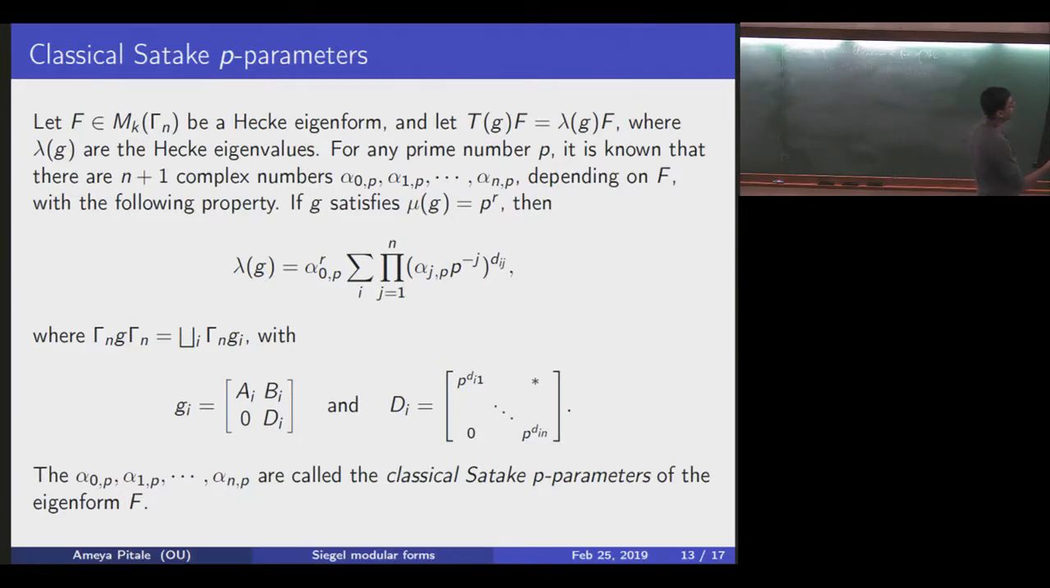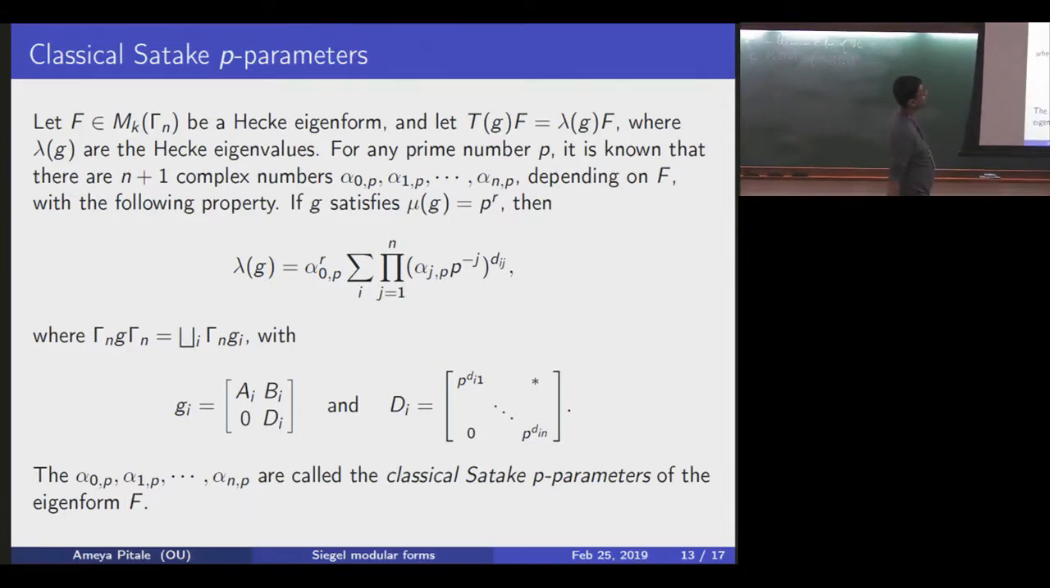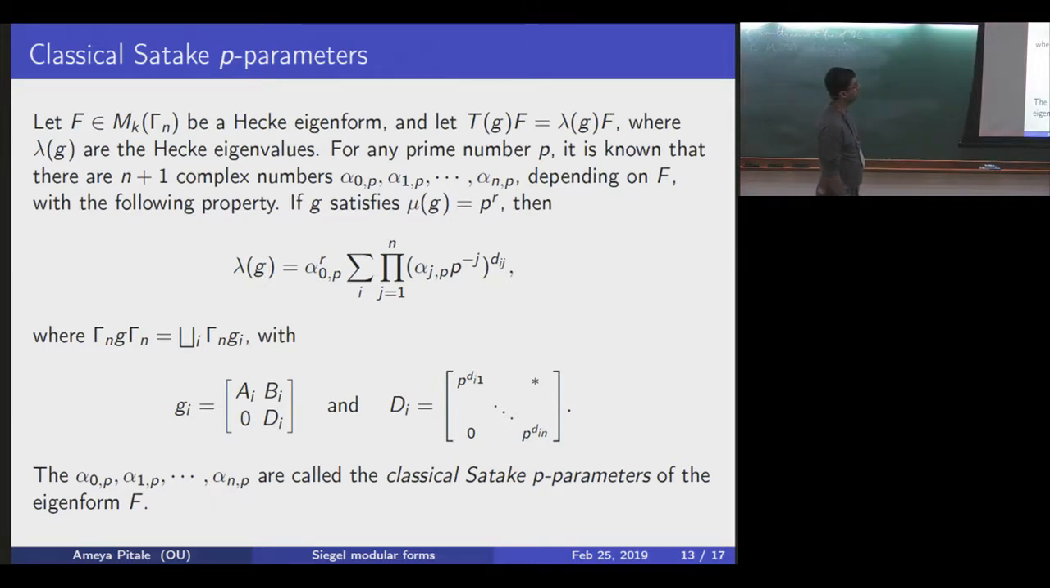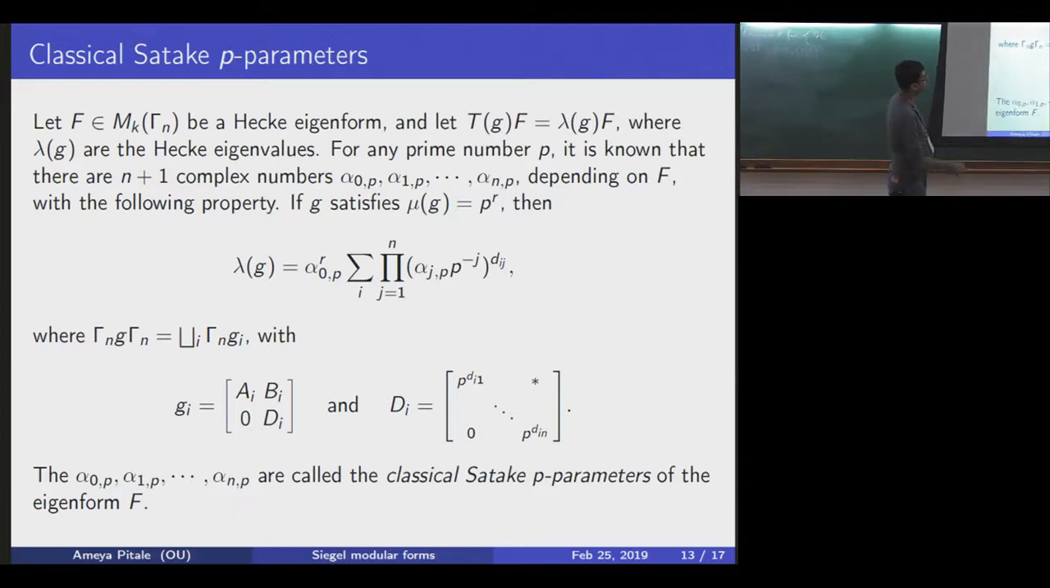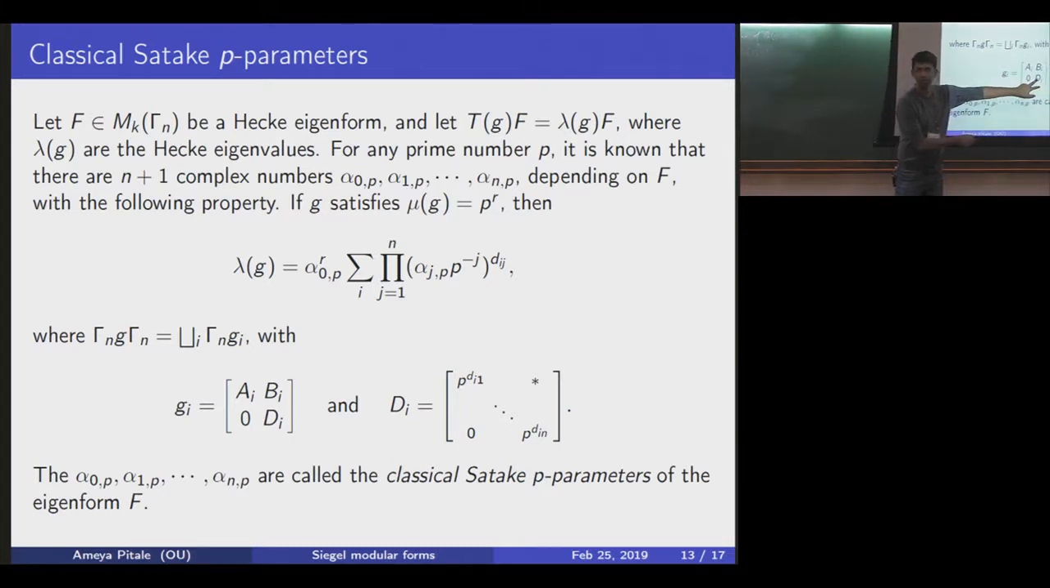It turns out there are n plus 1 complex numbers alpha_0 to alpha_n with the property that if I take any g in my similitude group GSp_n(R), the Hecke eigenvalue lambda_g is completely determined by these complex numbers and some exponents d_ij. And what are these d_ij's? That is the only contribution that g makes. So when you take the double coset, write it as single cosets, you can always do it so that the D is upper triangular with powers of p on the diagonal. So those exponents are what come here.